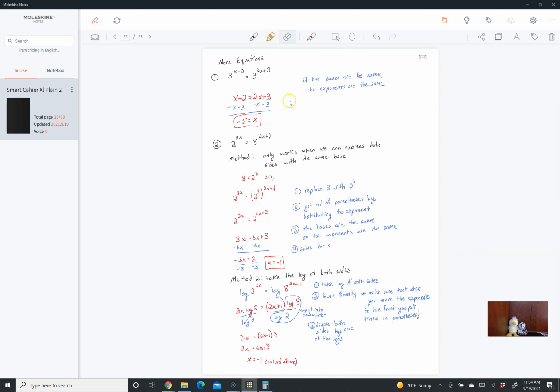Okay, so we solved it up above. And essentially what we did is once we divided by the logs, we distributed. And then we solved the linear equation.